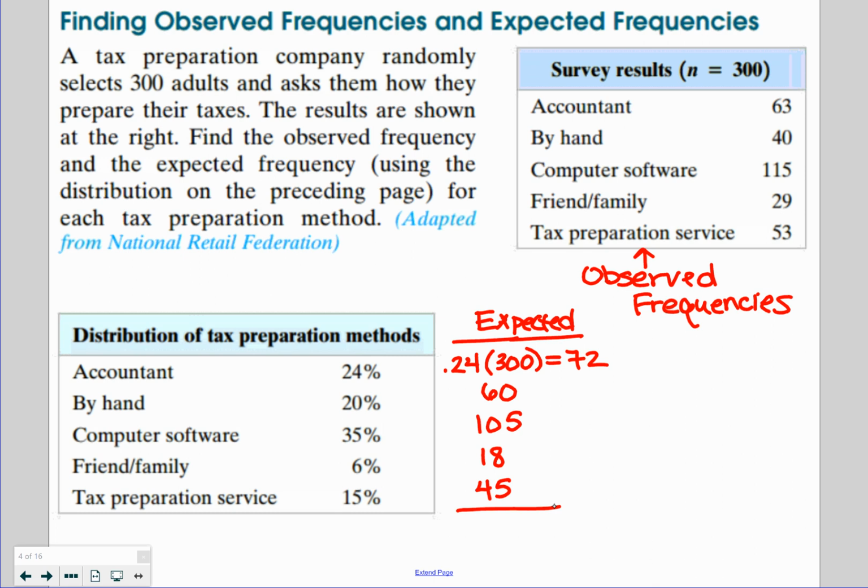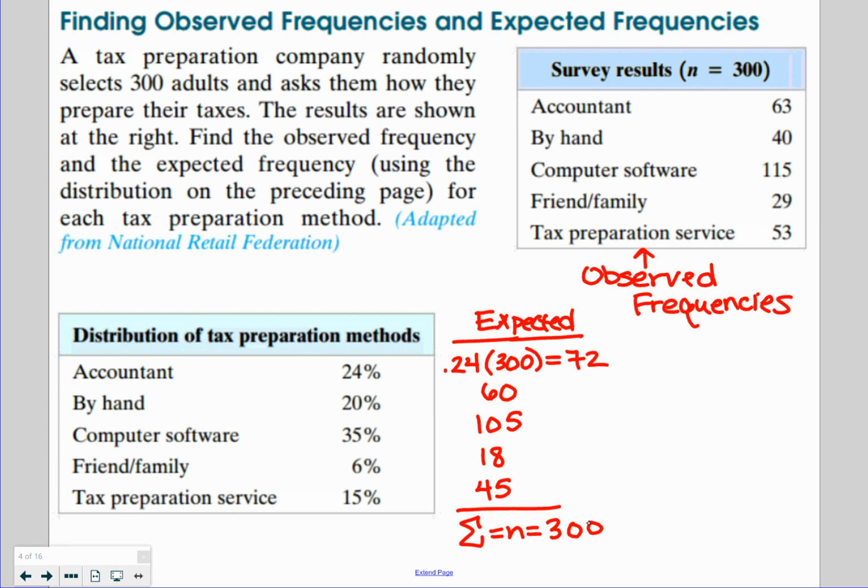Once you get your expected frequencies, you can check that that column is correct, because it should sum up to your n, which in this case would be 300. So you can double check that all those numbers are right before you move on to the next step with hypothesis testing that we're going to do in a little bit.